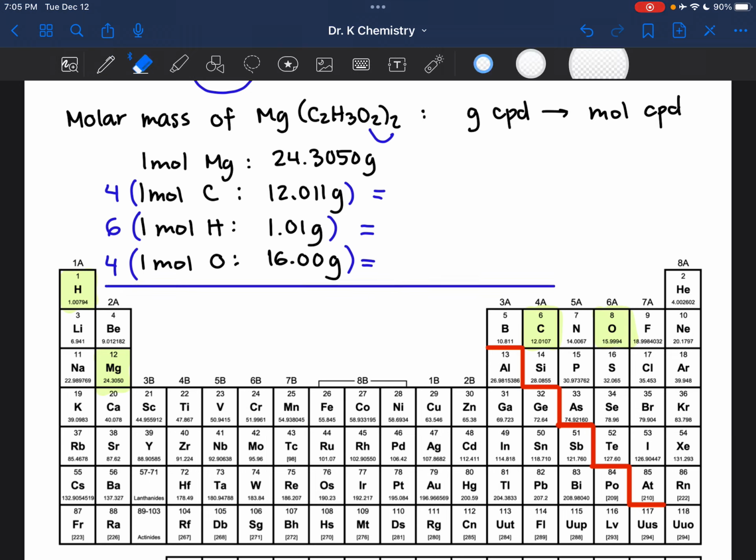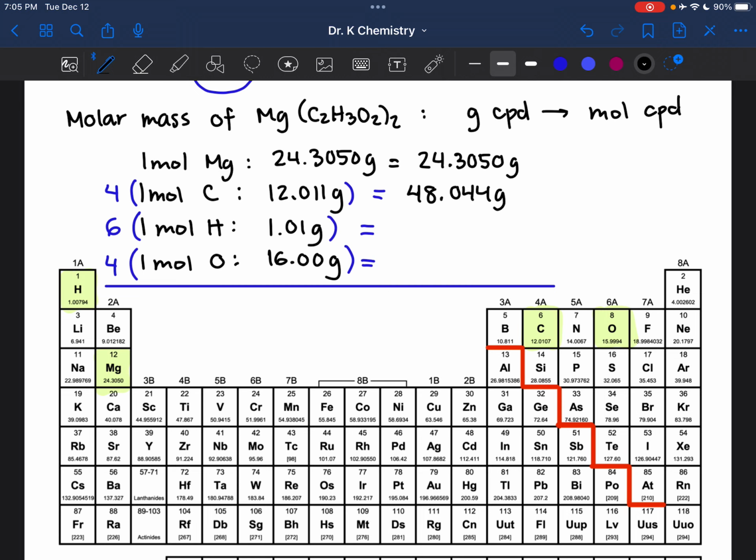And then we're going to multiply all of that out and add everything together to get the total for the entire compound. So magnesium, I'm just going to copy exactly the way that it is because it doesn't need to be multiplied by anything. There's only 1 in the formula. So the carbon I multiplied by 4. Hydrogen we're multiplying by 6. And oxygen we are multiplying by 4. And finally, we can add all of these values together to get a total molar mass of the entire compound.